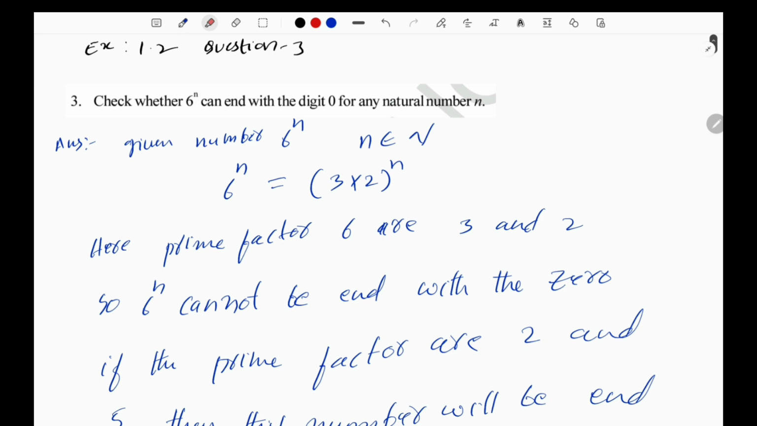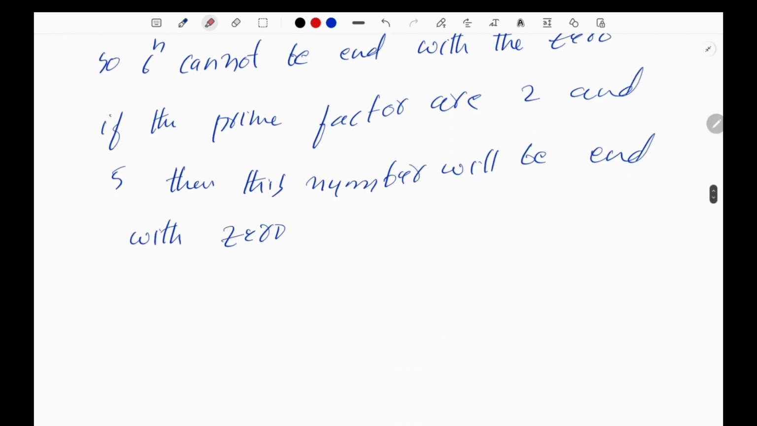I explain again. कोई भी प्राइम फैक्टर 0 पर इंड होने के लिए प्राइम फैक्टर 2 एंड 5 होना ज़रूरी है. यहाँ पे 3 एंड 2 है, लिहाजा ये 6 टू द पावर ऑफ n कभी भी 0 पर इंड नहीं होगा. So we can write, 6 to the power of n can't end with the 0.